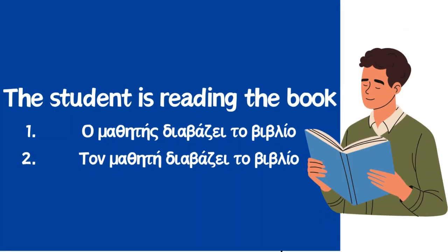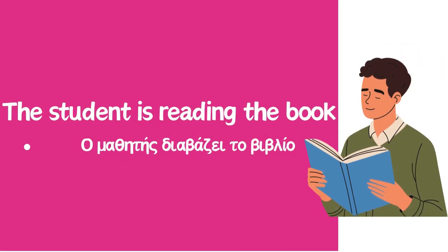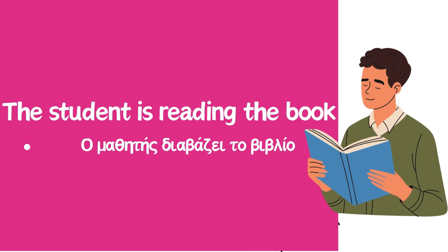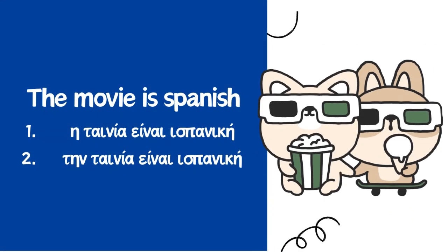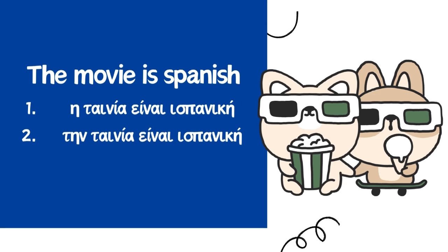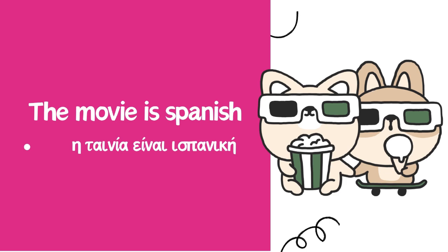Let's see another example. The student is reading the book. Ο μαθητής διαβάζει το βιβλίο or τον μαθητή διαβάζει το βιβλίο. The correct answer is ο μαθητής διαβάζει το βιβλίο. The movie is Spanish. Η ταινία είναι ισπανική. Την ταινία είναι ισπανική. The correct answer is η ταινία είναι ισπανική.